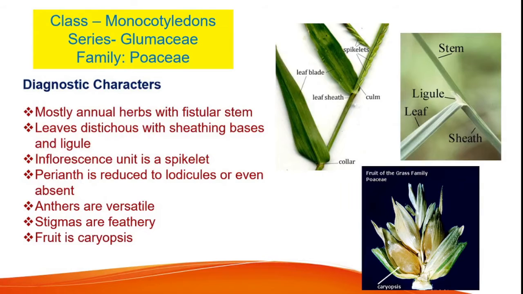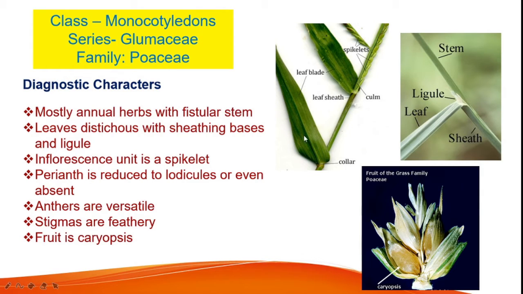Today, I would like to take a class on plant family Poaceae. It is a monocot family. We can see the diagnostic characters and the common plants present in the family Poaceae. The systematic position of the family is as follows: class Monocotyledon, series Glumaceae. The diagnostic characters are as follows: mostly annual herbs with fistular stem, leaves distichous with sheathing bases and ligule. Inflorescence unit is a spikelet.